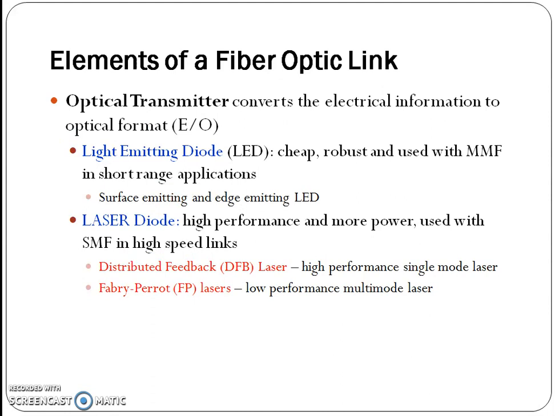Then optical transmitter converts the electrical information to optical format. Light emitting diode is cheap, robust, and it is used with multimode fiber in short range applications. Laser diode is a high performance optical source. It has more power and it is used with single mode fiber in high speed links. Popular examples of laser diode are distributed feedback laser and Fabry-Perot lasers.